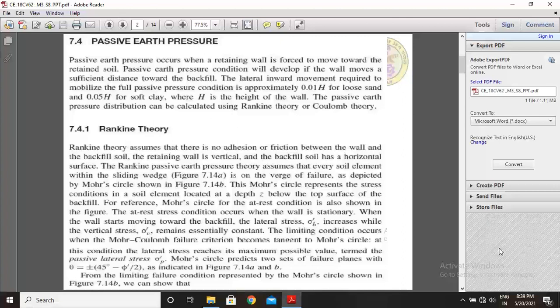The at rest stress condition occurs when the soil is stationary. When the wall starts moving towards the backfill, the lateral stress sigma dash h increases while the vertical stress sigma dash v remains essentially constant. The limiting condition occurs when the Mohr-Coulomb failure criterion becomes tangent to the Mohr circle.